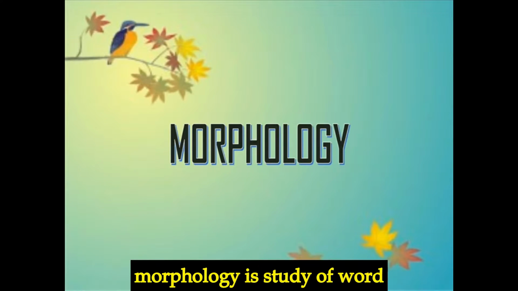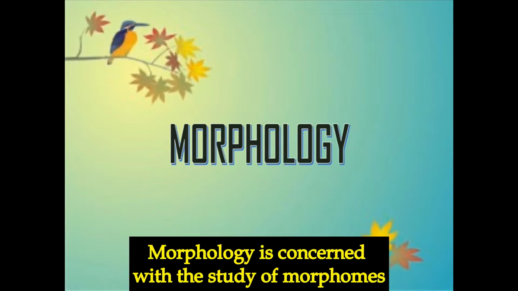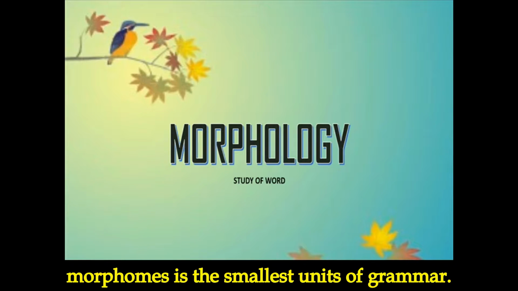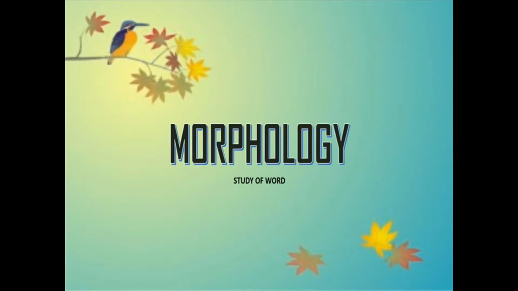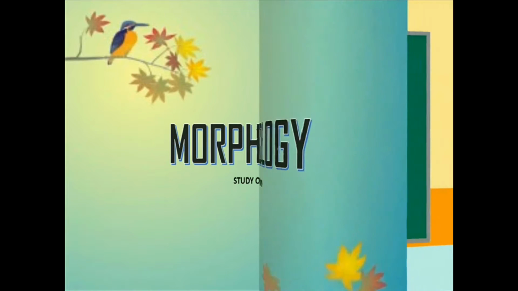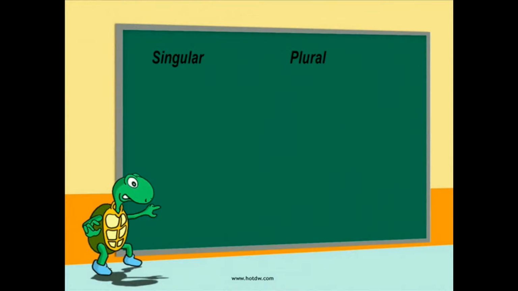Morphology is the study of words. Morphology is concerned with the study of morphemes. Morphemes are the smallest unit of grammar. Let's see this word. Singular and plural. Rabbit, rabbits. In the example, there are two morphemes. It is rabbit and s.